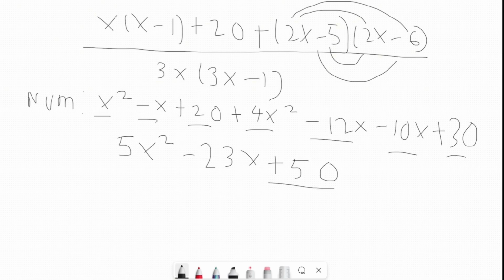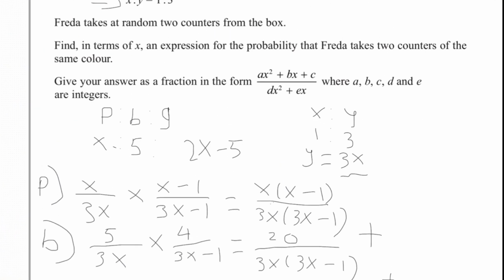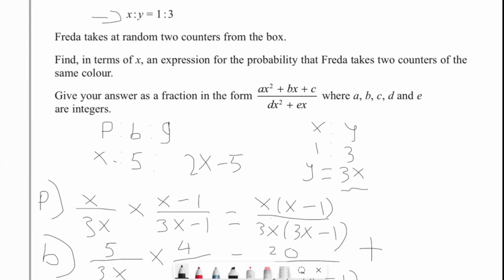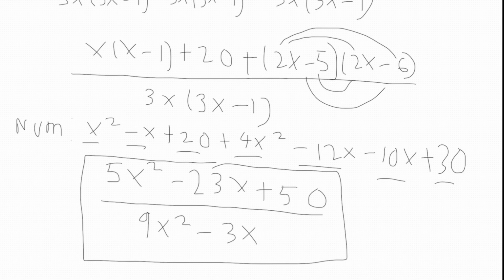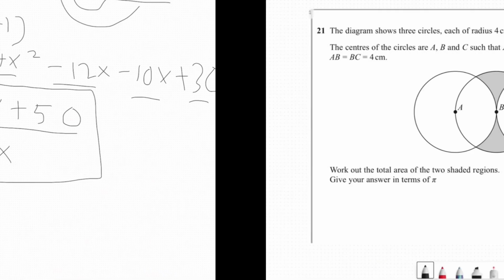And then what we can do is divide all of this by the denominator. Well, 3x times 3x is just 9x squared. And then 3x times minus 1 is 3x. And that, right here, is our answer. And just to double check if it's in the correct form, we wanted it in this format, and indeed we have it in the correct format. So let's move on to the final question.